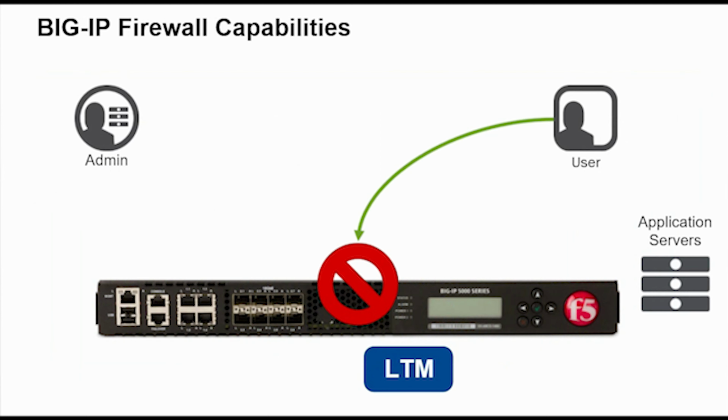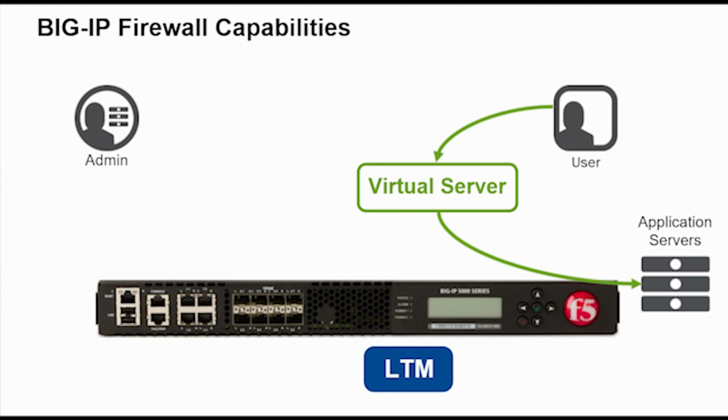By default, the BIG-IP system is a default deny device, a firewall in and of itself even without AFM provisioned. That means that no traffic will be processed through the system until you open it up to listen for application and administrative traffic. For application traffic, this is typically done by configuring a virtual server.